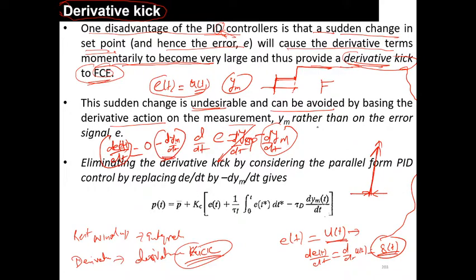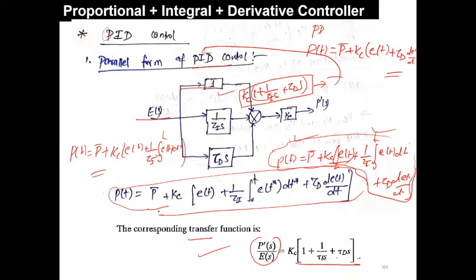But this is derivative action on the measurement ym rather than the error signal. We are taking ym rather than the error signal. So we eliminate the derivative kick in the parallel form of the PID controller by replacing dE by dt with minus dy by dt. Is it clear? So dE by dt is equal to minus dy by dt, just taking that in the PID controller. So this is a PID controller.